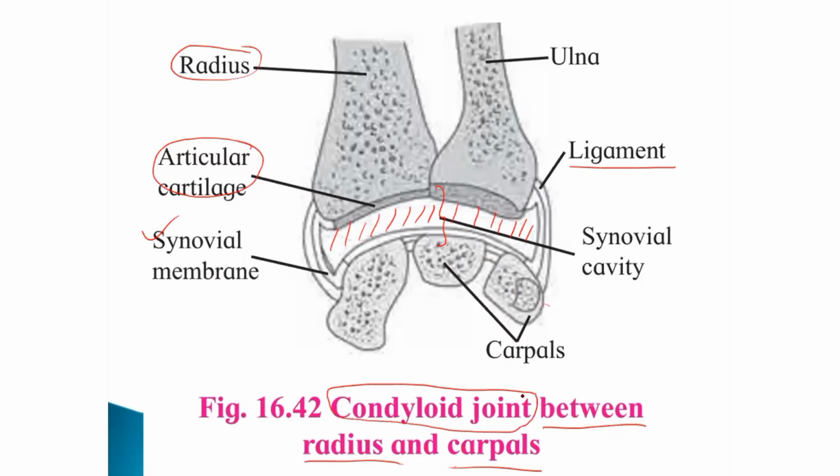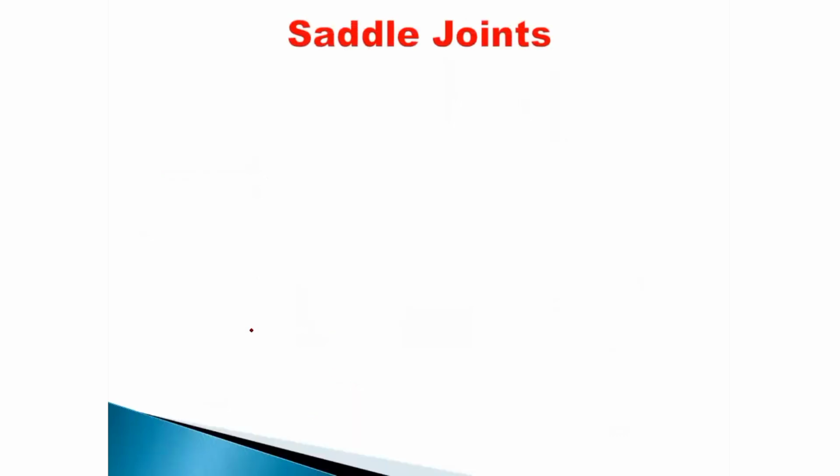It will show forward, backward, side by side movement. But most important, in condyloid joint, there is no rotation. You cannot rotate it. Next, we have saddle joint.